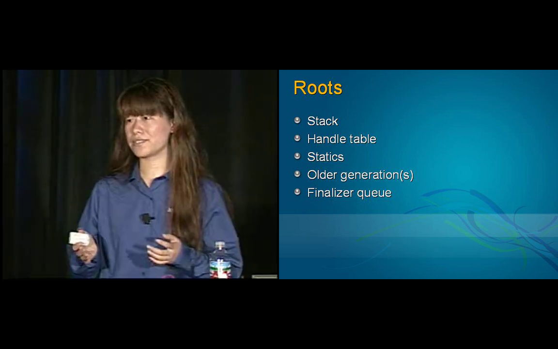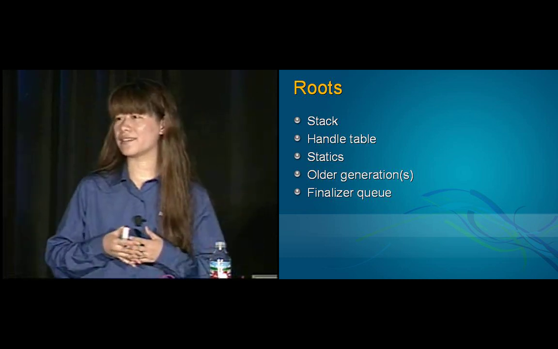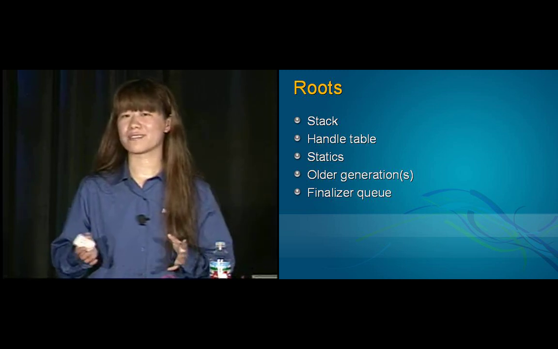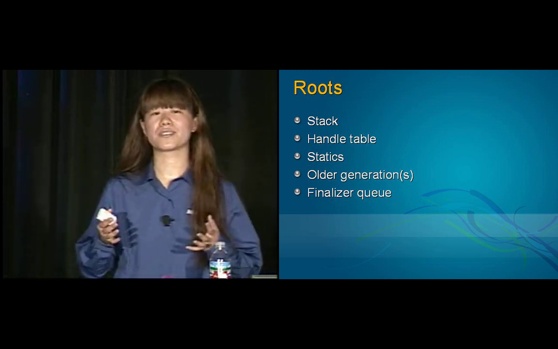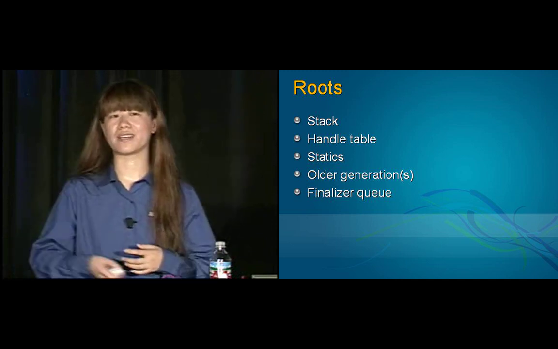And the last source is the finalizer queue. I'm not going to spend much time on that, but you've all read about how the finalizer queue keeps objects live because it's a source of root objects, which is one of the reasons why having finalizers is bad.